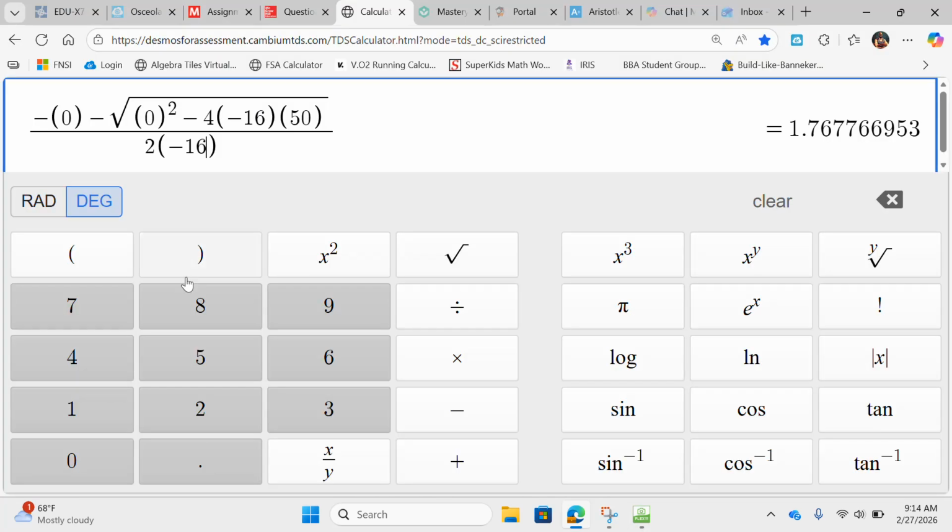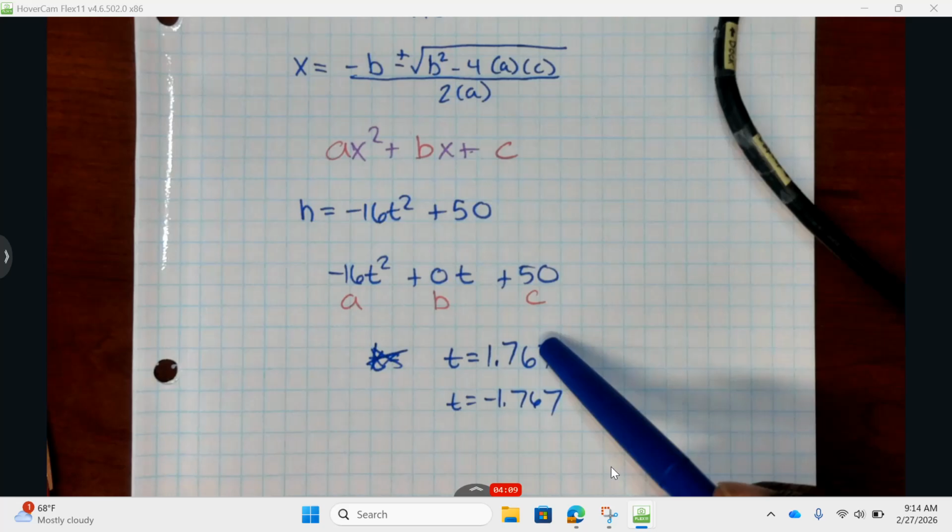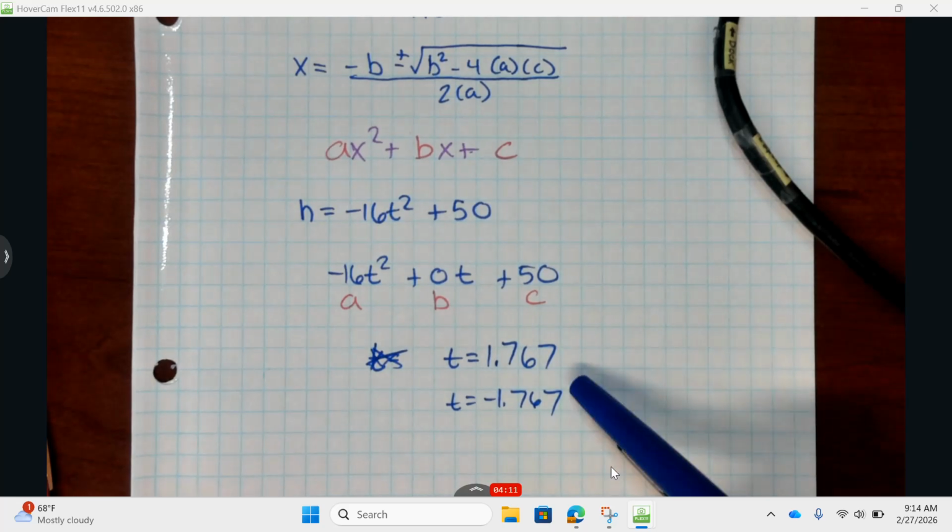So I got that part already, 1.767, and then I'm going to change this to find out the plus part, and the plus part is negative 1.767. Cool. So these are the 2 times that I have for this quadratic formula. These are my 2 solutions.